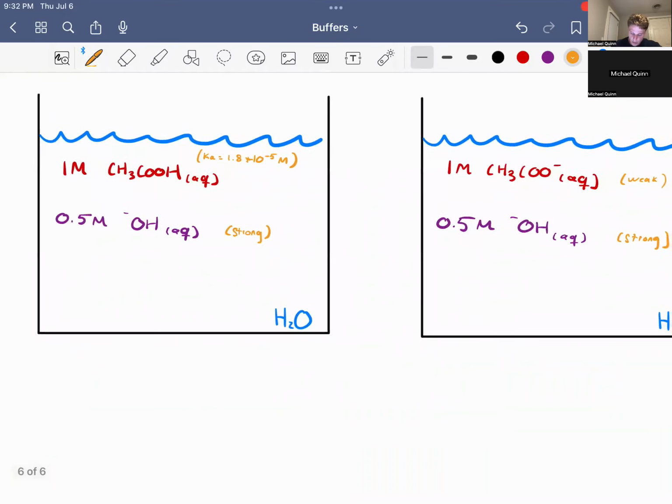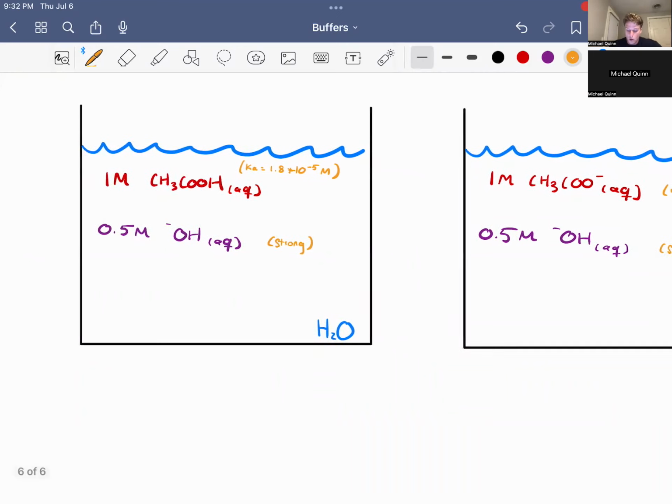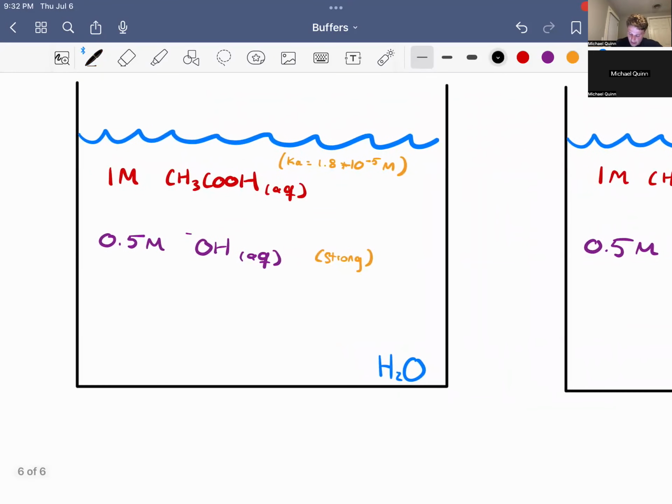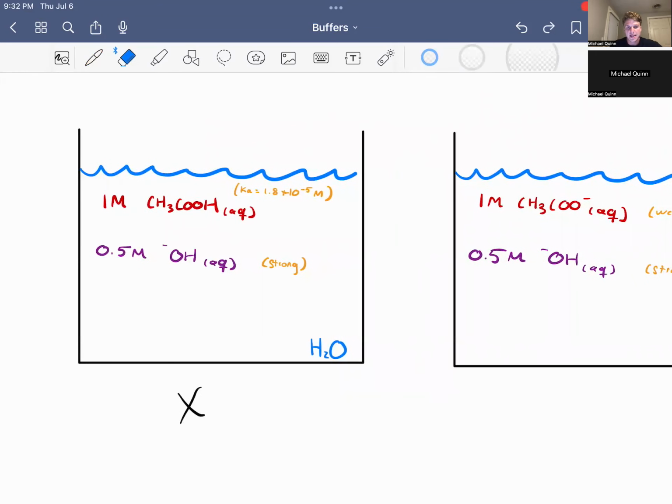In this first beaker, we have 1 molar of CH3COOH, which is a weak acid, and 0.5 molar of OH minus, which is a strong base. Now, we cannot right off the bat say that this is not a buffer because this is strong. What we need to do is say this is a titration. So we need to run this reaction to see if our leftover beaker after the reaction has happened is a buffer. Just because this is a strong base does not mean it is not a buffer. What we need to do is react it to see what is left over.